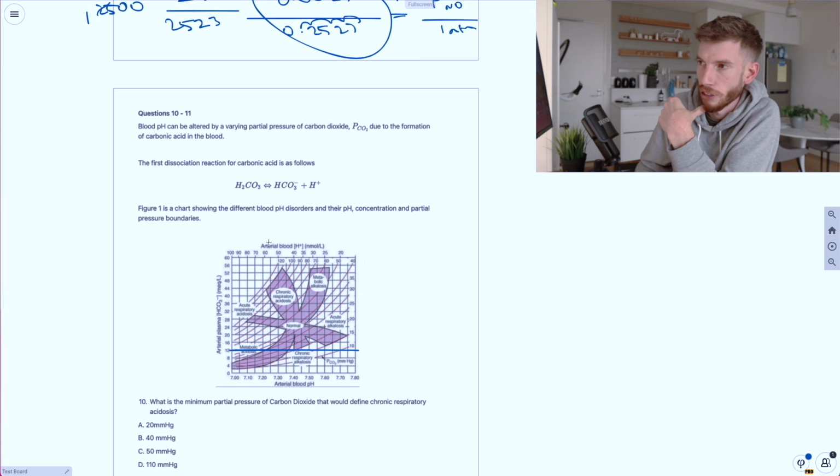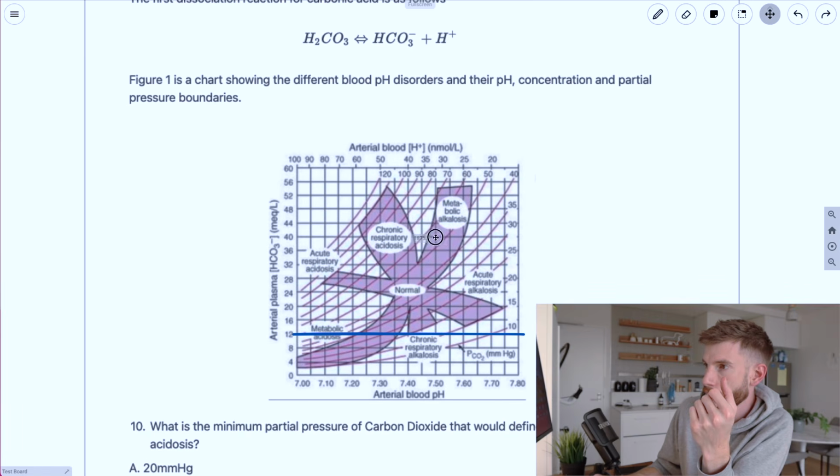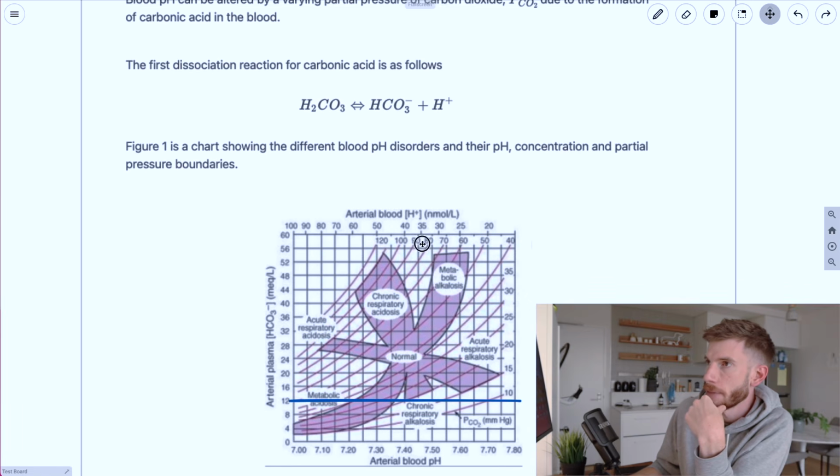So for example, what is happening to arterial blood proton concentration, or what is happening to these lines, which is going to be the partial pressure of carbon dioxide. Like that. I might zoom that in a little bit so it's a bit easier to read. There we go, hopefully that's clear.